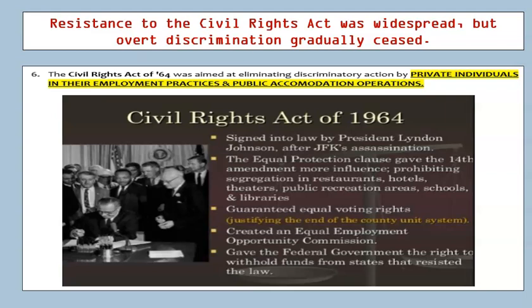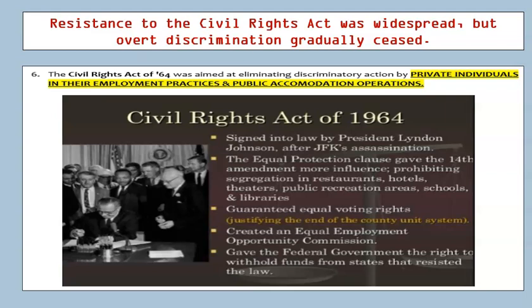But as far as the Civil Rights Act is concerned, it was signed into law by LBJ after JFK's assassination. I think JFK had been working on it with Dr. Martin Luther King, but then it was later signed into law by LBJ. And the Equal Protection Clause gave the 14th Amendment more influence, prohibiting segregation in restaurants, hotels and theaters, public recreation areas, schools and libraries. So it was aimed at eliminating discriminatory treatment by private individuals in their employment practices and their public accommodation operations.